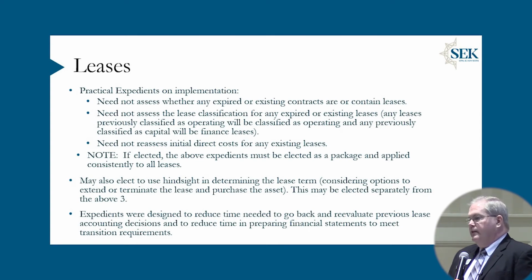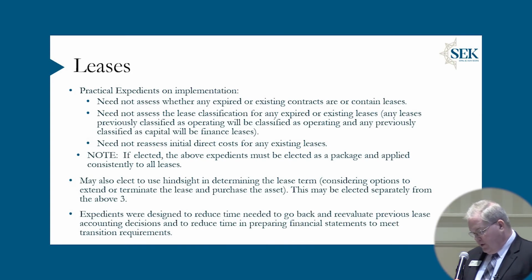So the standard setters basically said, look, we've got to come up with a better way to get this on the books. So they came out with some practical expedients, and I'm not going to go through these, but basically it allows you to use hindsight and go back and evaluate things much simpler just to get them on the books. The whole purpose of this concept is to just get an asset and liability on the books and move forward with it. So again, there are some practical expedients that are available to you.